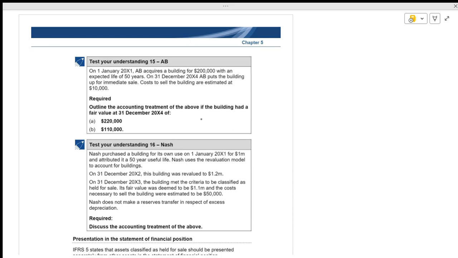Now the question: on January 1st, AB acquires a building for 200,000 with an expected life of 50 years. On 31st December, AB puts the building up for immediate sale. The cost to sell the building is estimated at 10,000. Outline the accounting treatment of the above. The building has a fair value at 31st December 2004 of 220,000.